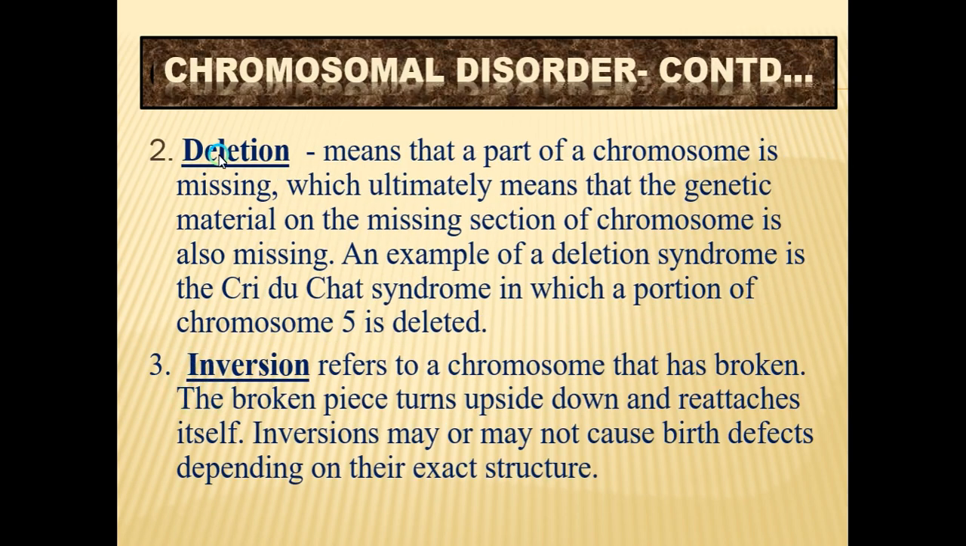Now, the next example of chromosomal disorder is deletion. Deletion means something is cut off. That means a part of the chromosome is missing, which ultimately means that genetic material is missing. Clear? A chromosome has genes. If some part of the chromosome is missing, some genes are missing. An example is Cri-du-chat syndrome, where a portion of chromosome 5 is missing. So this is an example of deletion. Deletion means something is cut off, and here it is a part of the chromosome.